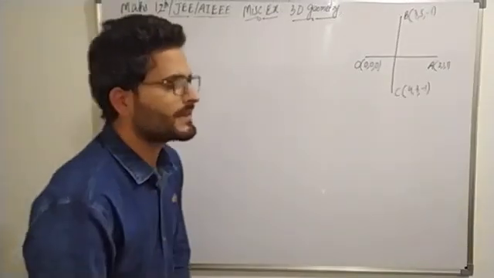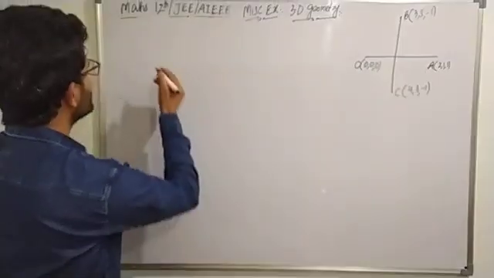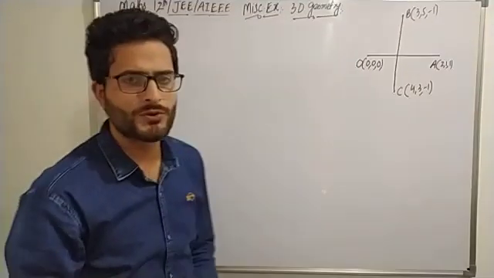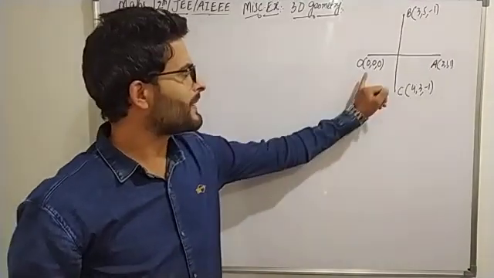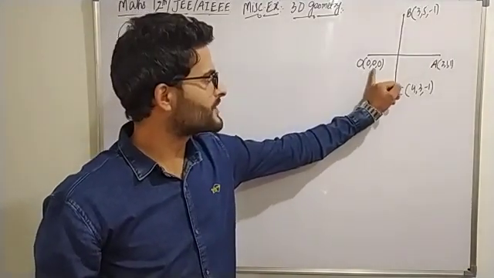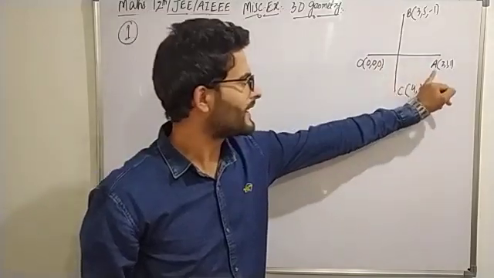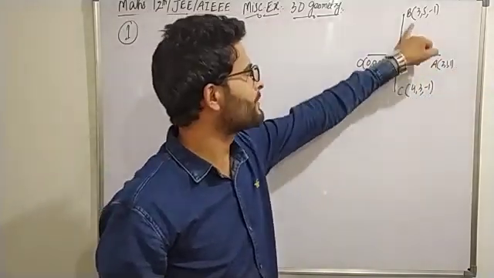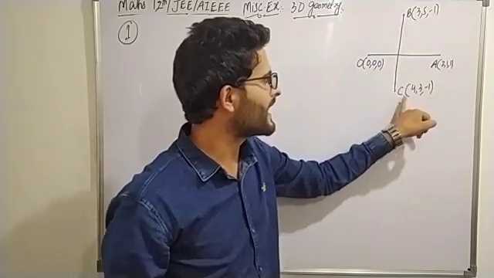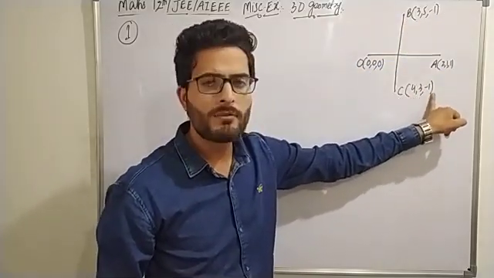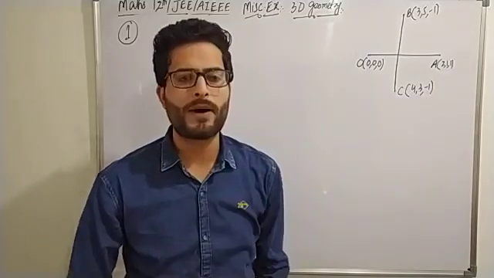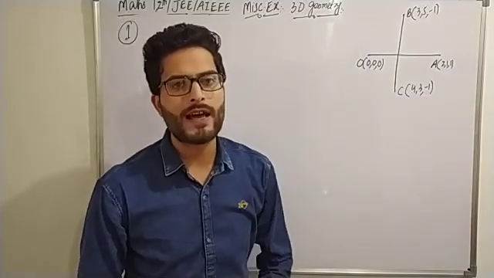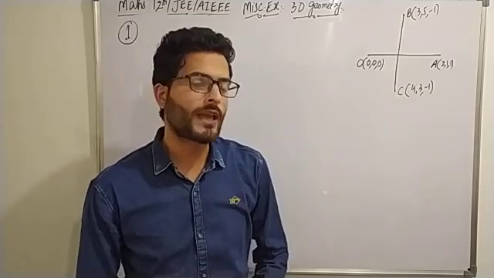And in that miscellaneous exercise we have the first question. We have two lines. One line is passing through the points O of 0 0 0, that's the origin, and A of 2 1 1, and the next line is passing through the points B of 3 5 minus 1 and C of 4 3 minus 1. We have to prove that these two lines are perpendicular to each other. So how can we prove it?